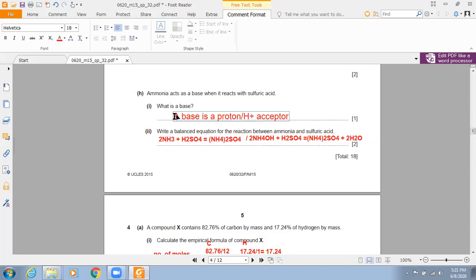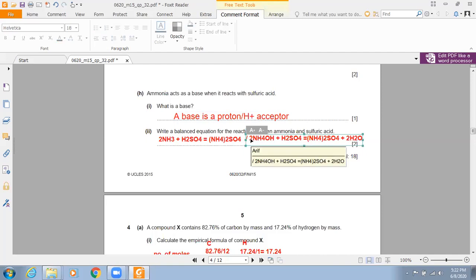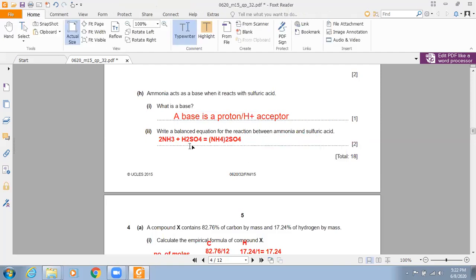Okay. Then the balanced equation, ammonia plus sulfuric acid gives ammonium sulfate. So this is preferable. The first equation is preferable. The second one you can ignore. So this is the first equation: ammonia plus sulfuric acid, ammonium sulfate. This is what you can write. Let's go for the next one then.